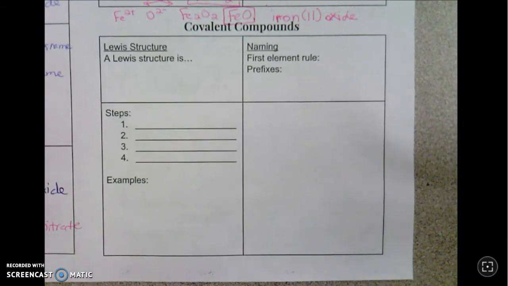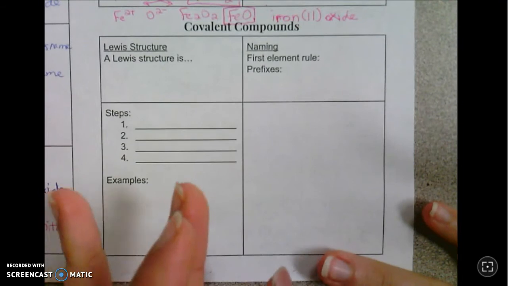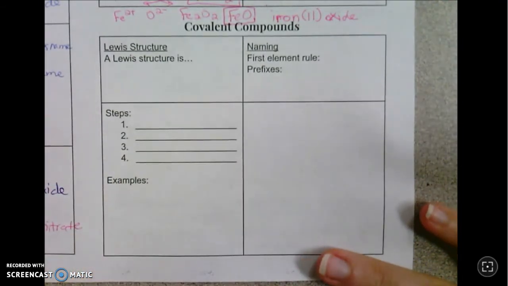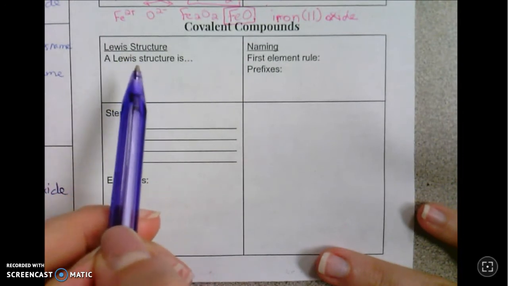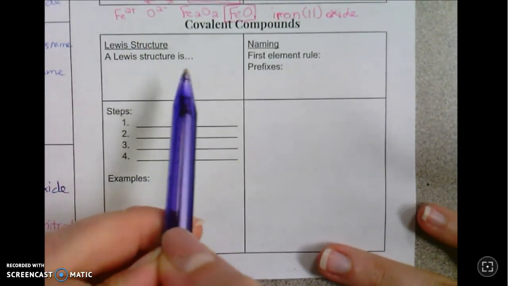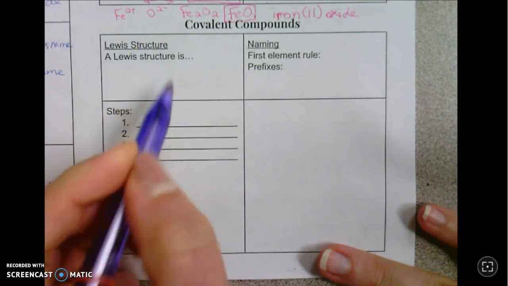Last, we're going to move to covalent compounds. So this might be a little bit more difficult to understand than some of the other stuff, but we're not really expecting you to understand how to draw a Lewis structure. We just want you to be familiar with them for naming the compounds and recognizing their chemical formulas.